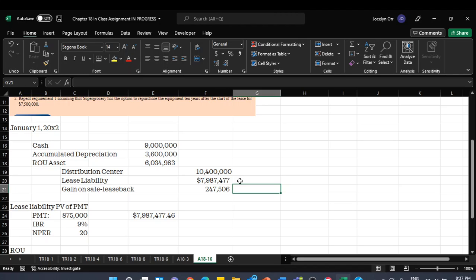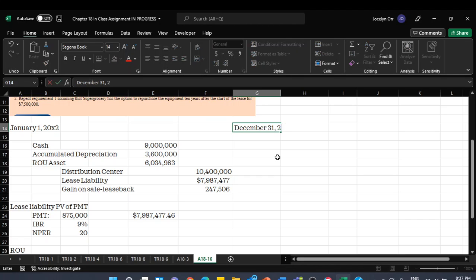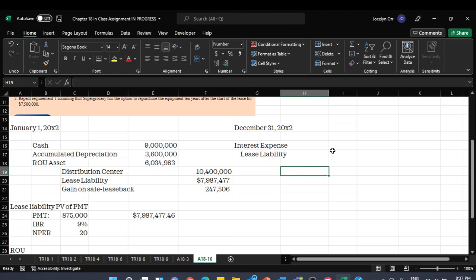But that's not going to finish off our journal entries for 20X2 because we also have our year-end entries that we're going to need to make. Okay, we have 2 year-end entries that we need to take into consideration, which is going to be our interest expense and the impact on our lease liability. And then we're also going to have our depreciation.